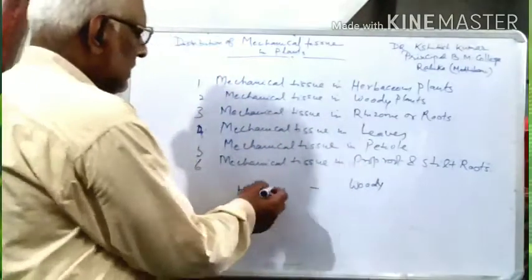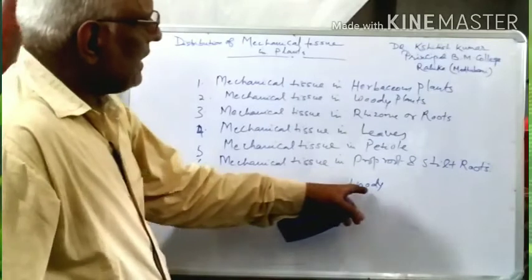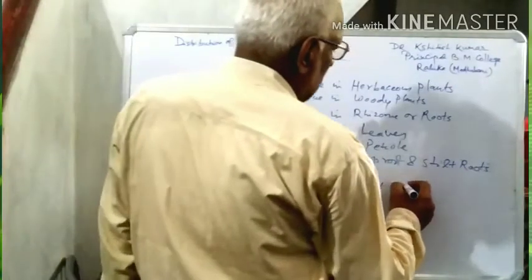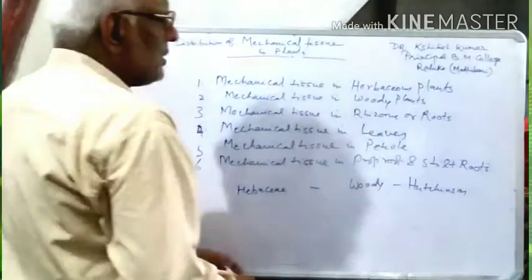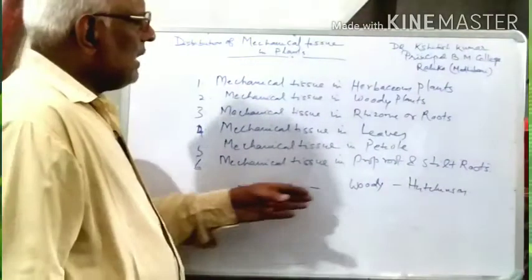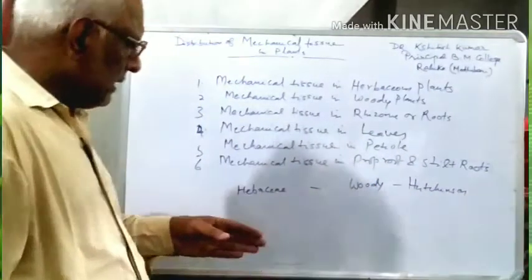The woody and herbaceous plants: the Herbaceae, and second is the Woody, by Hutchinson. Hutchinson proposed two groups in the plant kingdom, one Herbaceae and second Woody.